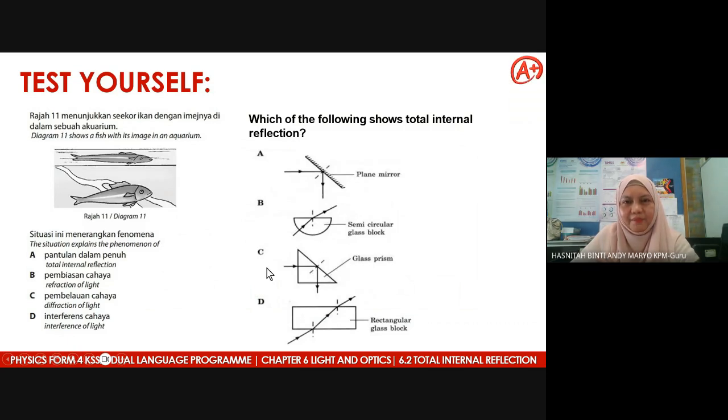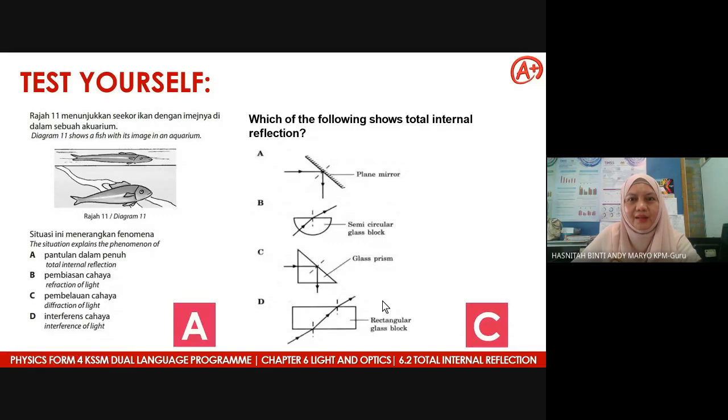This is a glass prism. The light travels from air entering the prism and then from the prism to the air, but it doesn't refract out. It is reflected back internally. So C is total internal reflection. D is refraction. So the answer for the second question is C, total internal reflection. Here you can see I equals R. A is reflection only, B and D are refraction. So C is total internal reflection.